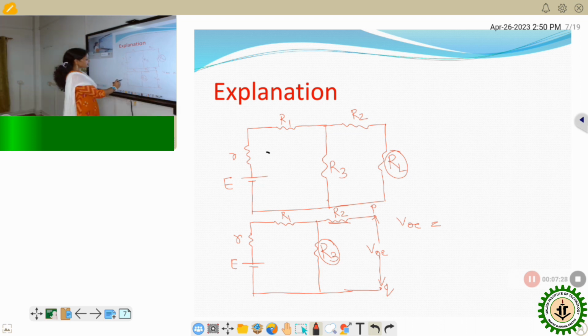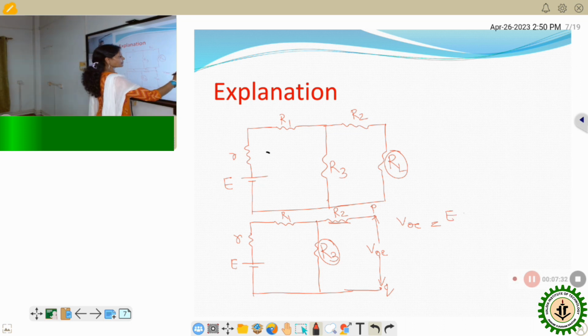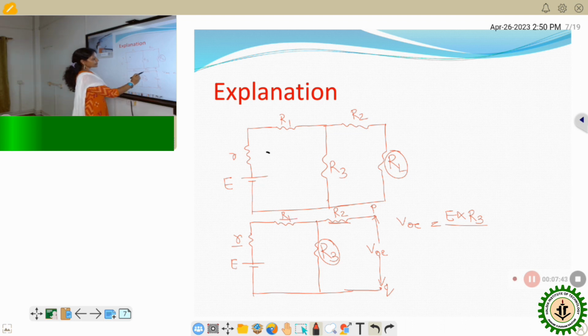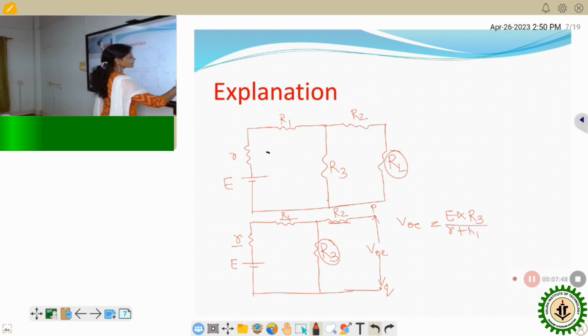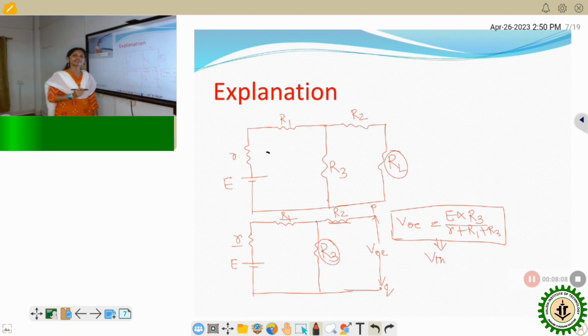That is the total voltage E multiplied by this R3, divided by the total resistance. The total resistance will be R plus R1 plus R3. This is VOC, and this VOC is also known as VTH, that is the Thevenin equivalent voltage.